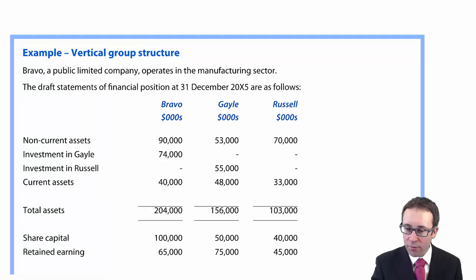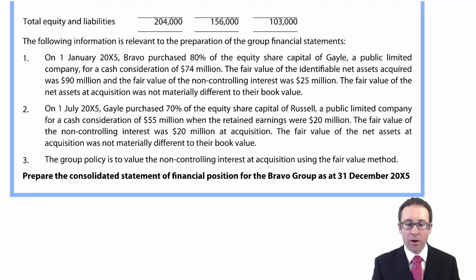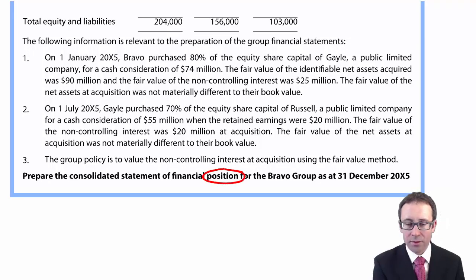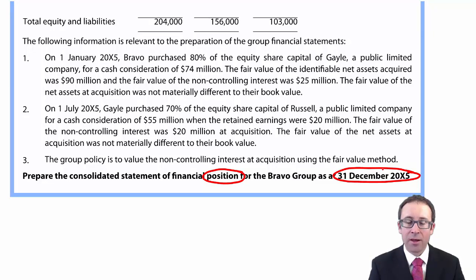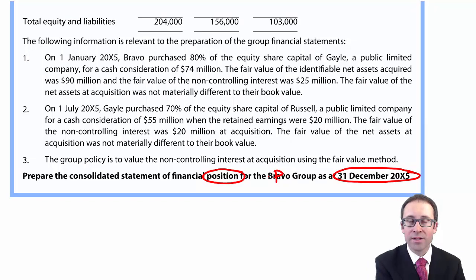So if we go through and have a look at the question, quite a lot going on within it, but pretty standard in that it wants your position statement. It's for the Bravo group, so Bravo must be the parent. And we're there at the 31st of December, 20X5. You've got the three sets of financial statements for Bravo, Gale, and Russell, knowing that Bravo is the parent, isn't it?